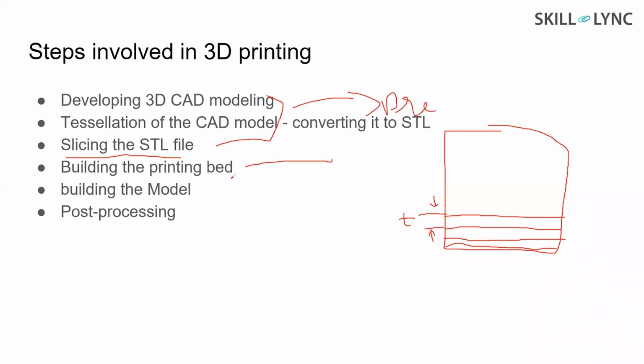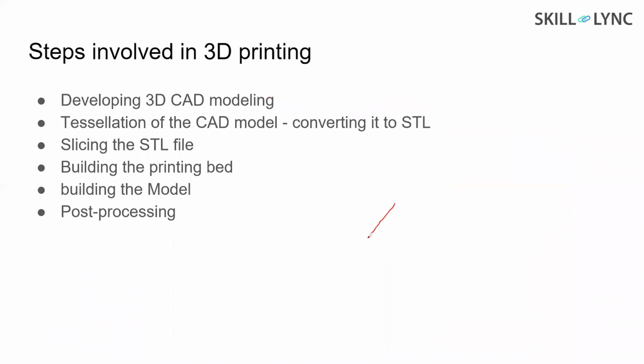Next comes the part of building the printing bed, right? You have your 3D printer and your 3D printer will have something called your printing bed. On top of this particular printing bed, you'll print your model, right? You need to build that particular printing bed. The printing bed will have some parameters like the roughness of the printing bed, the temperature of your printing bed, the stickiness of your printing bed, and the printing volume. You need to configure all those things, right? Those are all included in the building of the printing bed, right?